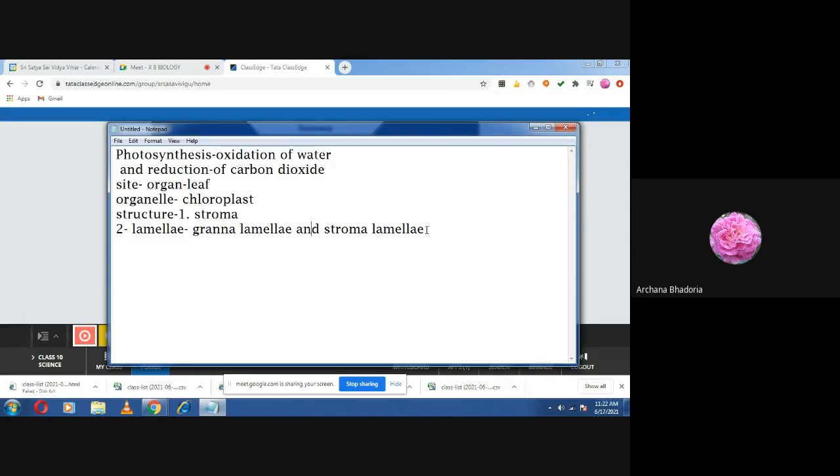And the grana lamellae. Who will tell me quickly the further structure of the grana lamellae, or the granum as we call it? Granum is made up of what? Those sac-like structures are called thylakoids. So you have to remember that thylakoids are there. And inside the thylakoid, what do you get? Quantasomes. Very good. Inside it, we find the quantasomes.